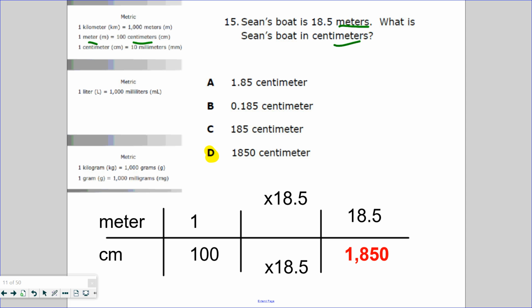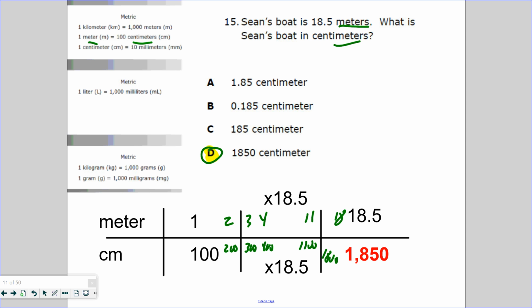So we can skip count. Like 2 meters would be 200. 3 meters would be 300. 4 meters would be 400, and so on. So it was 18.5. So 11 meters would be 1100 centimeters. So 18 would be 1800 centimeters. So D makes most sense.